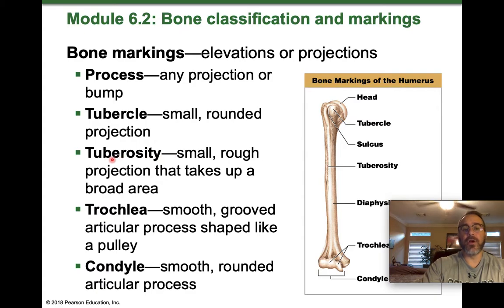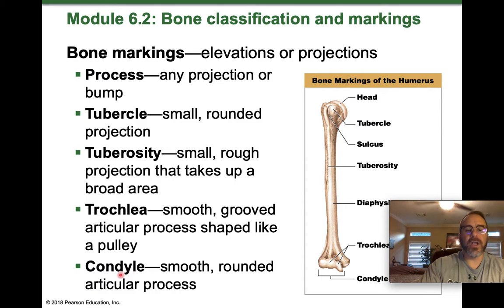Then you have something called a tuberosity, and a tuberosity is going to be small, it's rough, and it takes up a broader area. You have one on your humerus that's called your deltoid tuberosity, and that's going to be where, obviously, the deltoid muscle is going to insert. The trochlea is a smooth, grooved, articular process that is shaped like a pulley. So down here on the distal part of the humerus, you see what is called a trochlea.